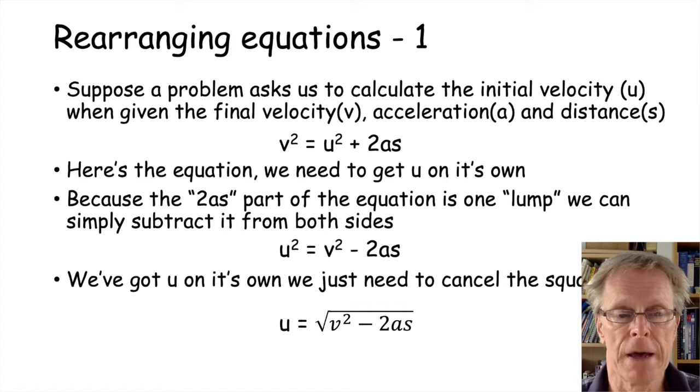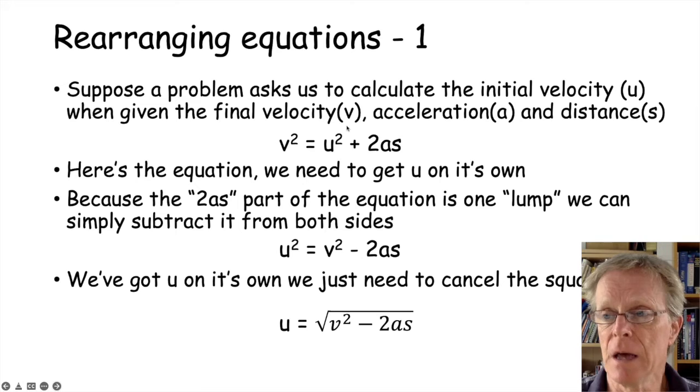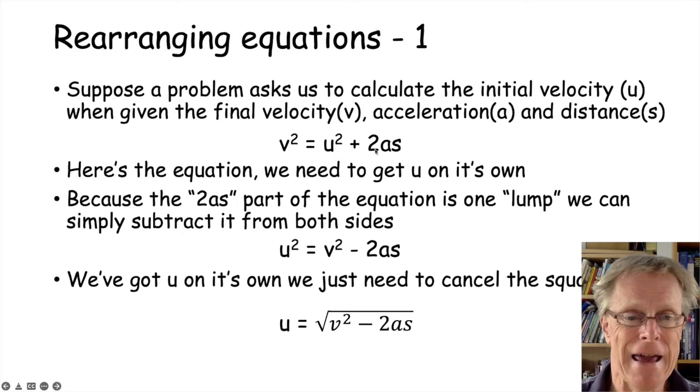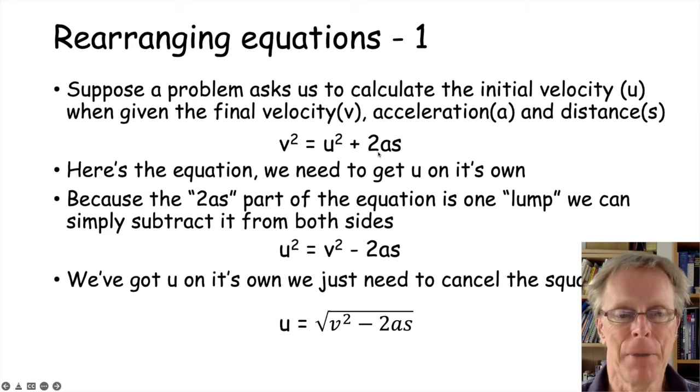So we'll look at this example here. Suppose the problem asks us to calculate the initial velocity when given the final velocity, the acceleration, and the distance. Now you can quickly use the 4 equations on the formula sheet, and you can work out the one you want is this one here, v squared equals u squared plus 2as. And what we need to do is to get u all on its own. So best thing to do is to look at this equation, and you can see that the u on its own, and with this you've got the as, that is one lump, one piece, and that's very easy to move because it's got a plus sign in front of it.